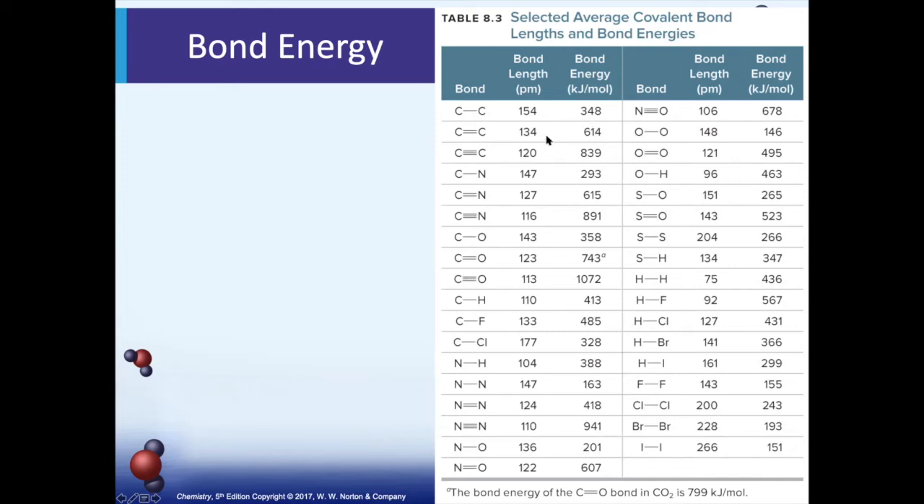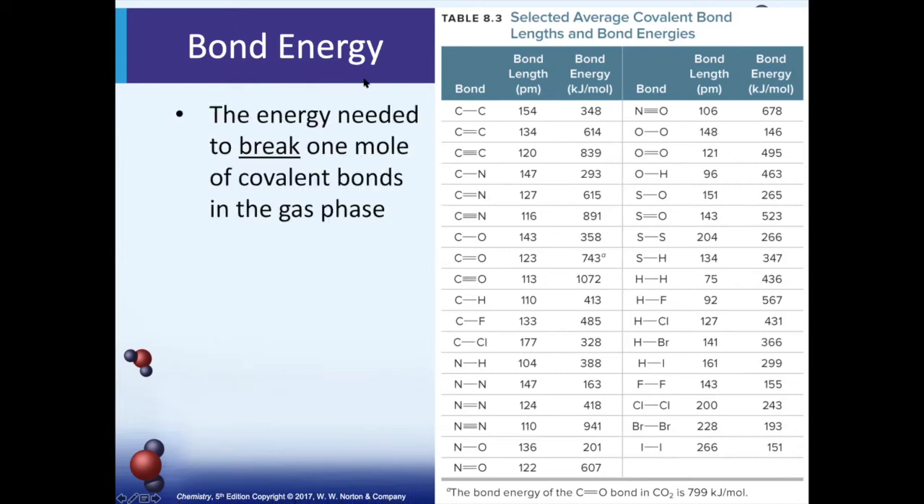As you'll see, we can use table values like this to predict a lot of energy changes in reactions and also structural features in compounds. All right, so we're going to focus on the bond energy part of things today. First of all, what do we mean by bond energy? By definition, it's the energy needed to break 1 mole of covalent bonds in the gas phase. Again, all these numbers are for the gas phase.